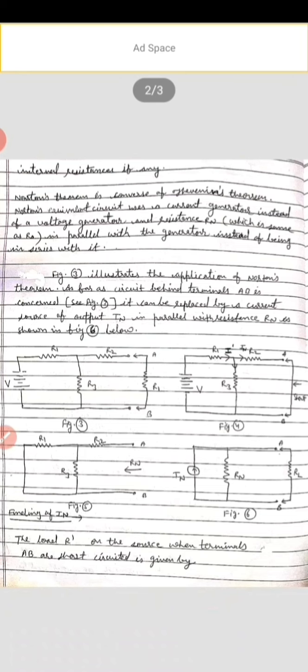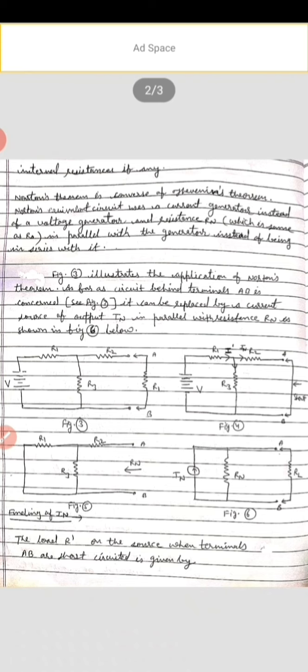Norton's theorem is the converse of Thevenin's theorem. Norton's equivalent circuit uses a current generator instead of a voltage generator, and resistance Rn, which is the same as R0, in parallel with the generator instead of being in series with it. These are the differences between Norton's theorem and Thevenin's theorem.